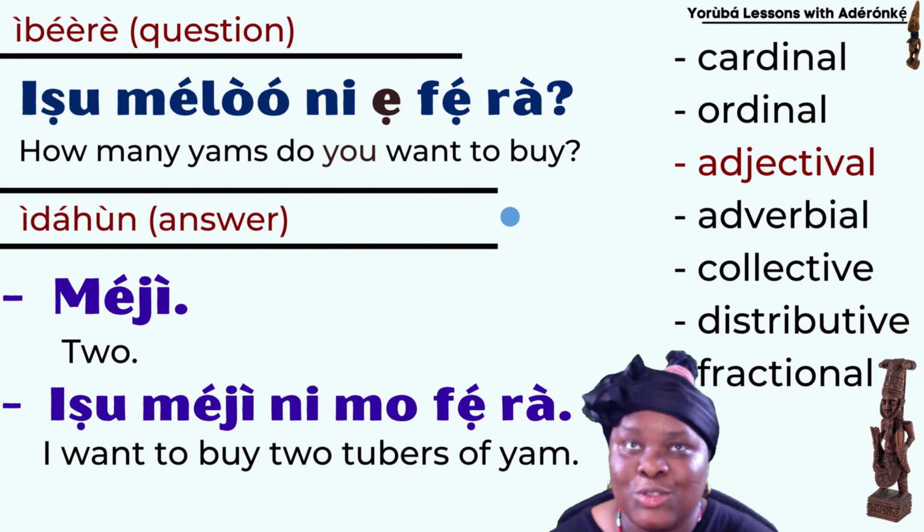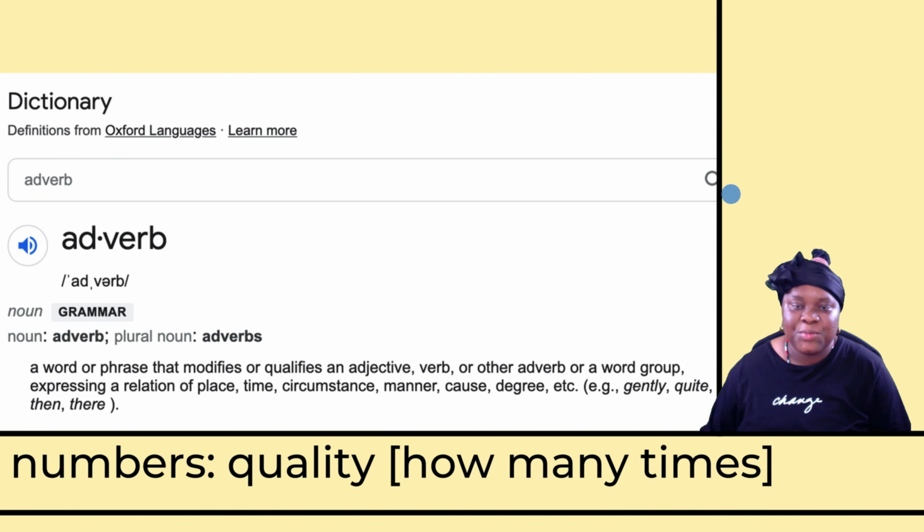That's what the number 2 looks like in its adjectival form. Next, we have the adverbial. To understand what it is, let's look at what an adverb is first. A word or phrase that modifies or qualifies an adjective, verb, or other adverb.